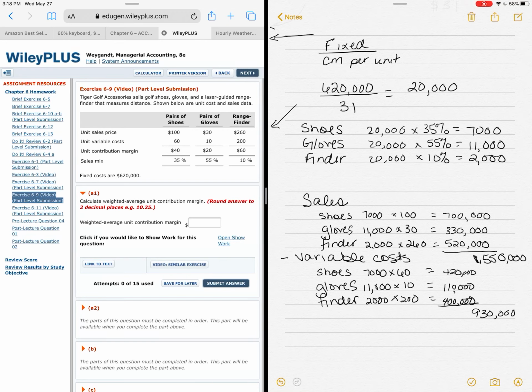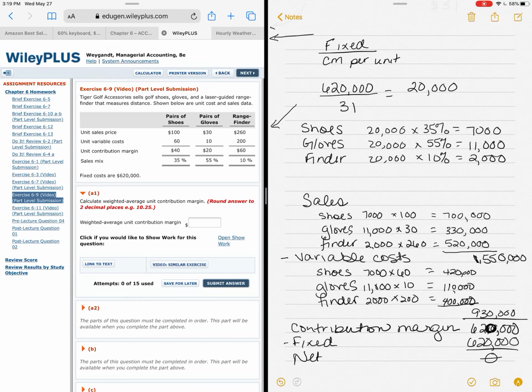I can subtract sales minus variable cost, which will give me my contribution margin. If I do that, it comes to 620,000. This should equal my fixed costs, because the next step is to subtract those fixed costs, which were also 620,000, verifying that I did break even.